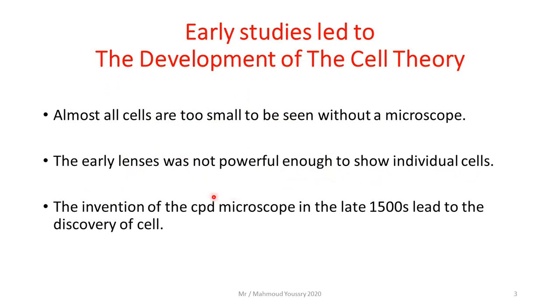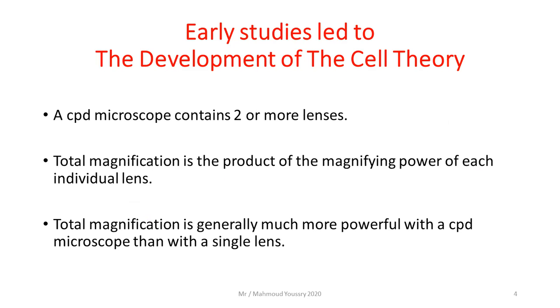The invention of the compound microscope in the late 1500s led to the discovery of the cell. A compound microscope contains two or more lenses. We already know that a lens is a tool that is used to magnify things. So the total magnification power is the product of the magnifying power of each individual lens.